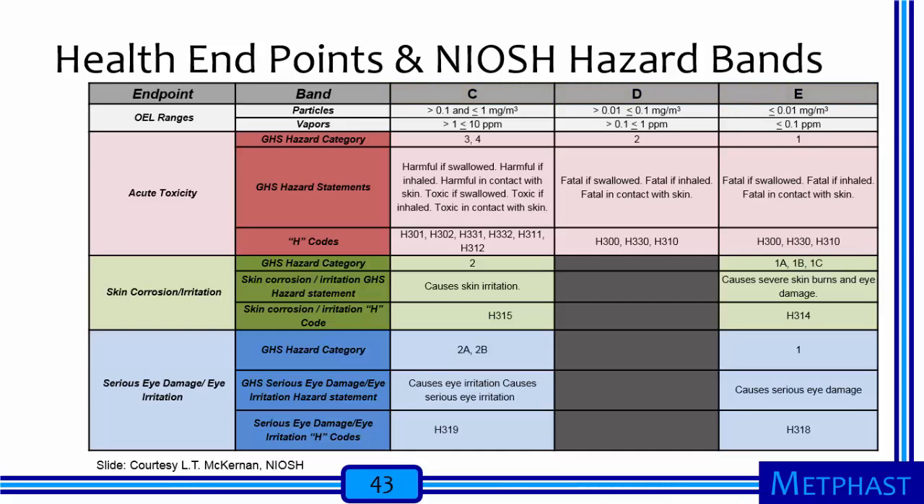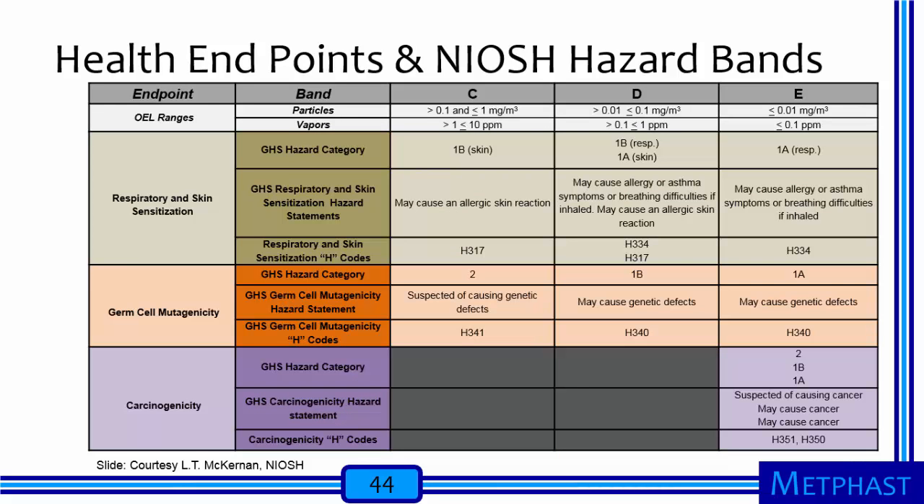The same chemical might have another endpoint. This table shows the first three endpoints: acute toxicity, skin corrosion or irritation, and serious eye damage or eye irritation. This slide shows the next three endpoints: respiratory and skin sensitization, germ cell mutagenicity and carcinogenicity, and their corresponding hazard categories, GHS statements and H codes.